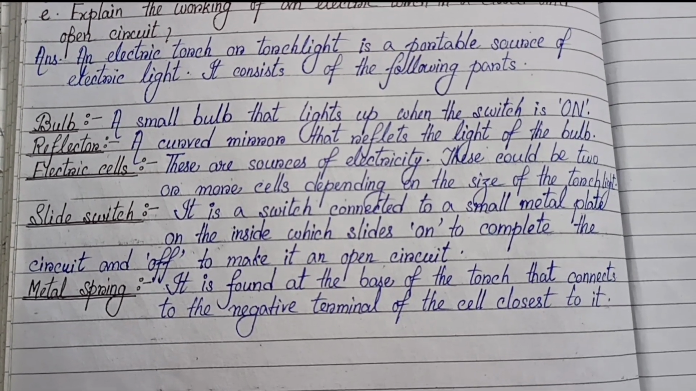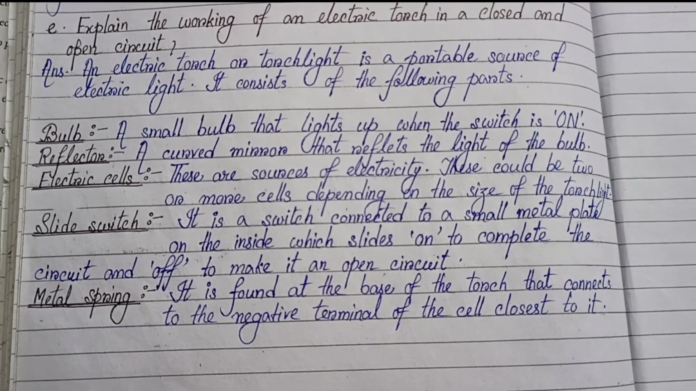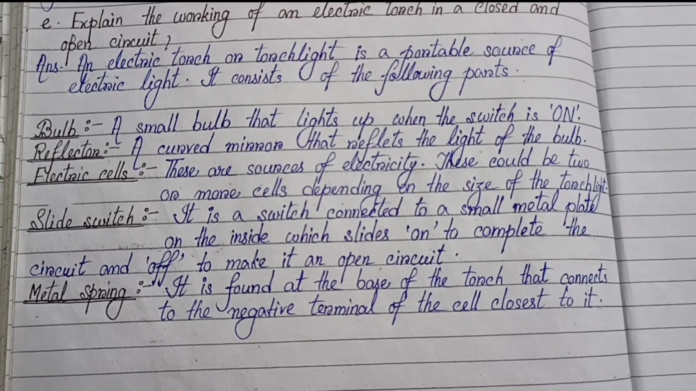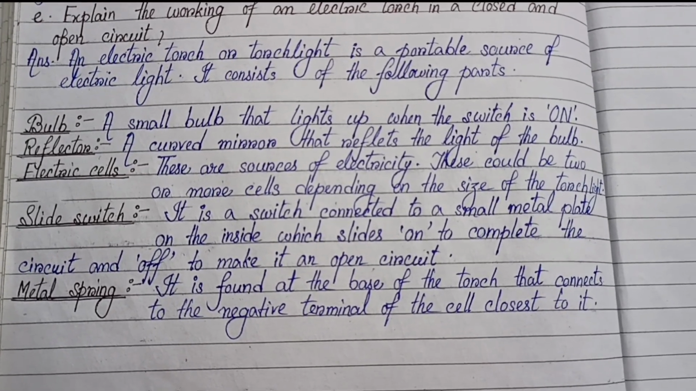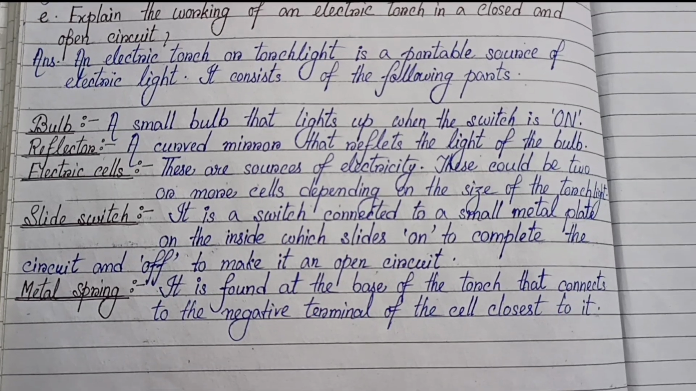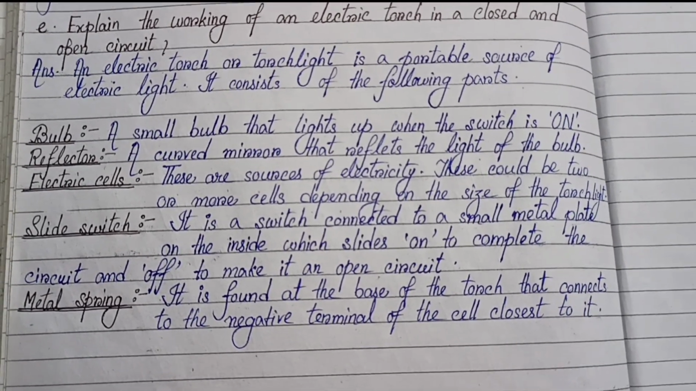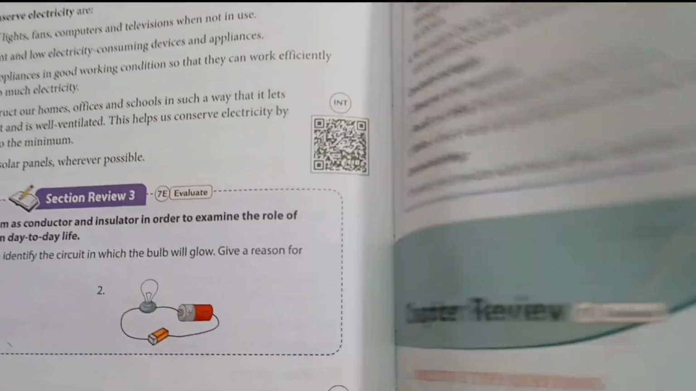Slide switch. It is a switch connected to a small metal plate on the inside which slides on to complete the circuit and off to make it an open circuit. Metal spring. It is found at the base of the torch and connects to the negative terminal of the cell closest to it. So these are the exercise question answers from this chapter.